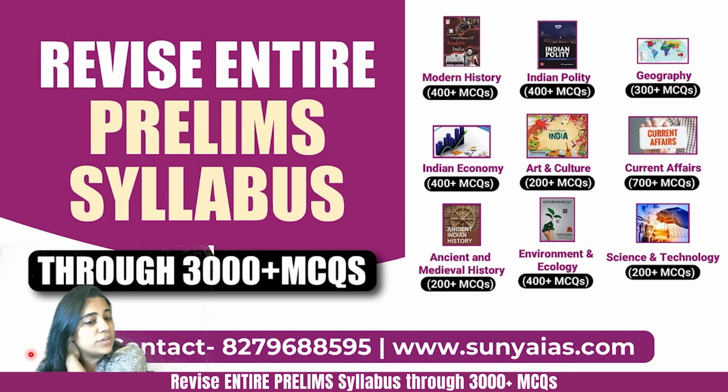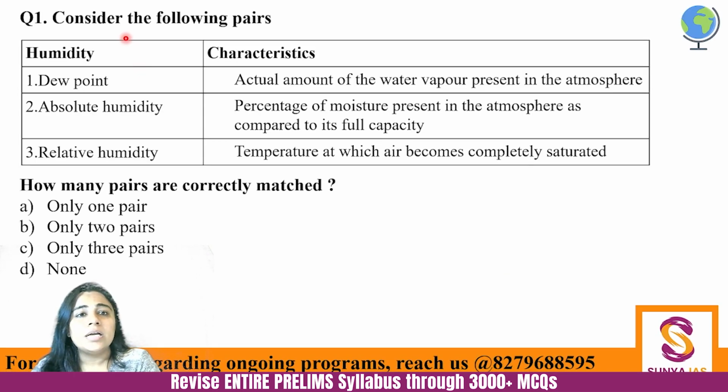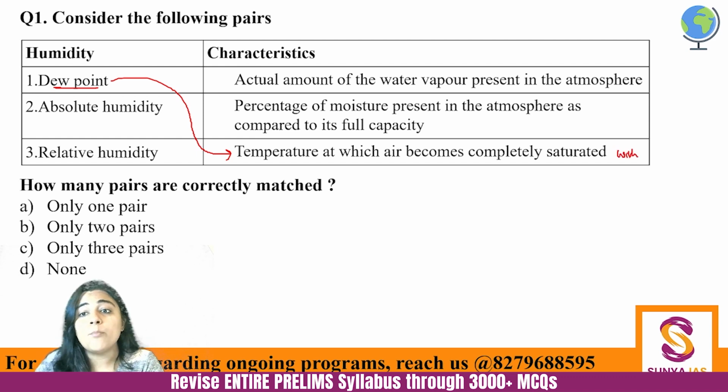With this, let's start with the very first question for today's class. Consider the following pairs: humidity and characteristics. Dew point, absolute humidity and relative humidity. So what are these? Dew point, basically dew means the condensation of water vapor in the air and it transforms into a liquid, right? So what is the dew point? Dew point is actually the temperature at which air becomes completely saturated with moisture.